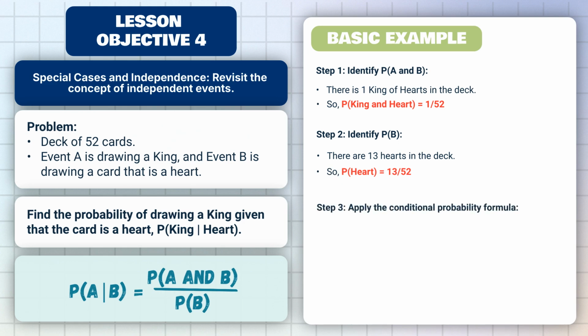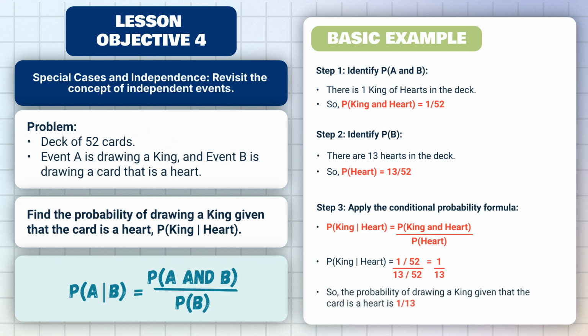Finally, for step 3, apply the conditional probability formula. The probability of king given heart equals the probability of king and heart divided by the probability of heart, which equals 1 over 52 divided by 13 over 52, which equals 1 over 13. So the probability of drawing a king given that the card is a heart is 1 over 13.